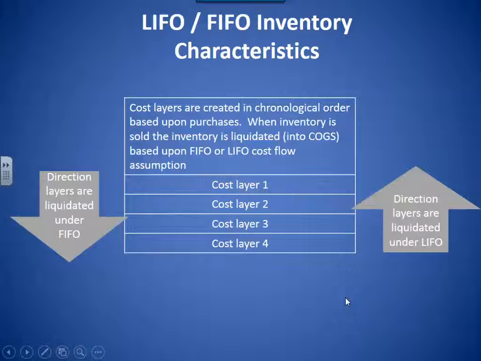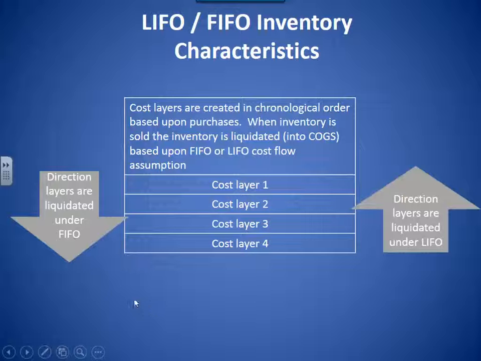Now, if we look at the theoretical concepts of FIFO versus LIFO, we have to look at this as cost layers. Cost layers are created in chronological order based upon purchases. When inventory is sold, the inventory is liquidated into cost of goods sold, based upon a FIFO or LIFO cost flow assumption. Here you can see I've created cost layers, cost layer 1 being the oldest cost layer and cost layer 4 being the newest cost layer. So this is chronological order.